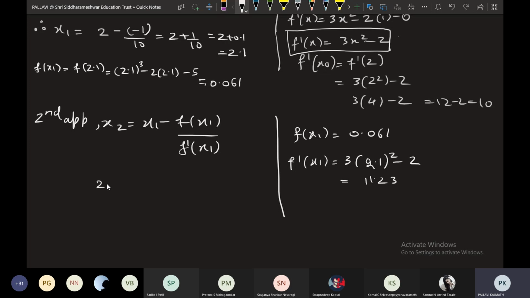Okay, you can find the terms separately like this and then substitute in the formula. What is x1? 2.1. So x2 equals 2.1 minus f of x1, 0.061, divided by f dash of x1, which is 11.23. Then calculate the answer and tell me.